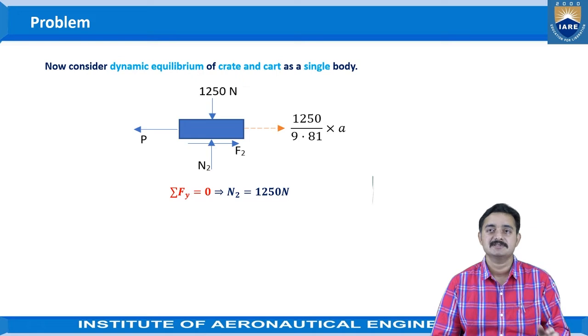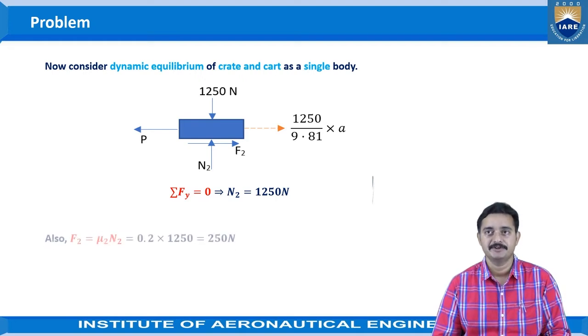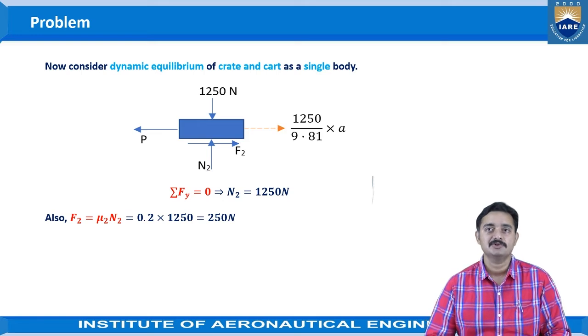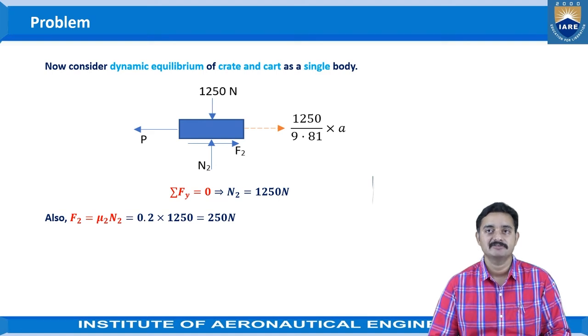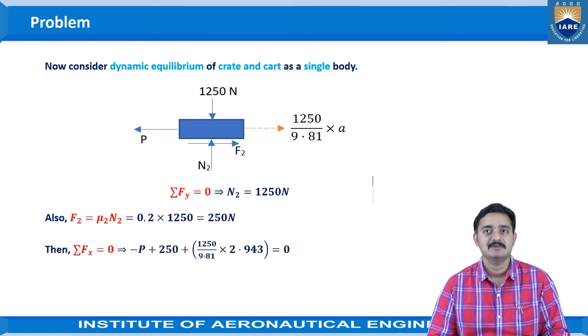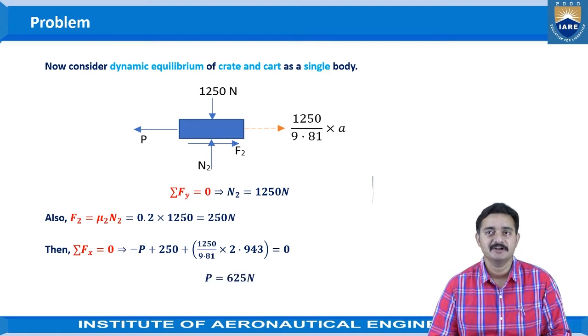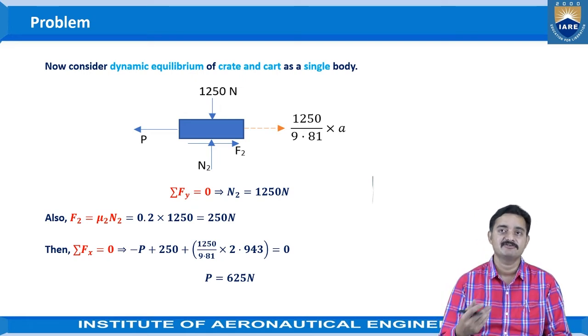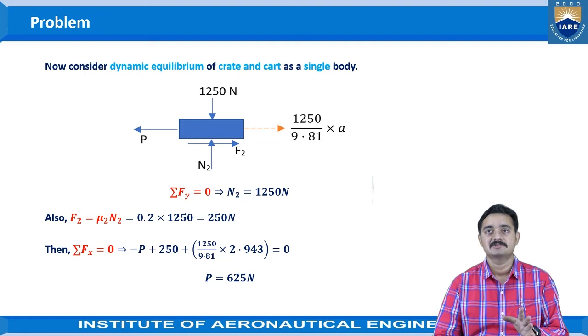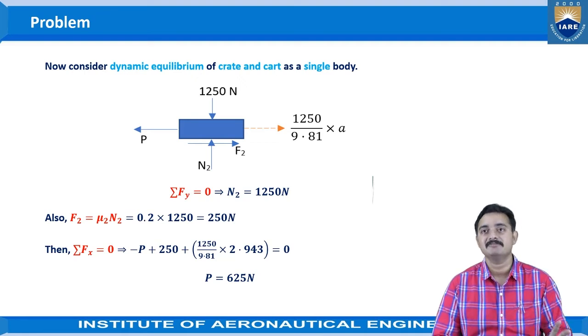When we apply the conditions of equilibrium for this free body, the total body, sigma Fy equal to 0 gives N2 equal to 1250 newtons, and also F2 is equal to mu2 N2, where the coefficient of friction is equal to F by N. From this we can obtain the value of F2 as 250 newtons. Then sigma Fx equal to 0, which is the summation of all the horizontal forces in the system, gives the value of P as 625 newtons. So, 625 newtons is the maximum allowable force for the crate not to slip when moving.